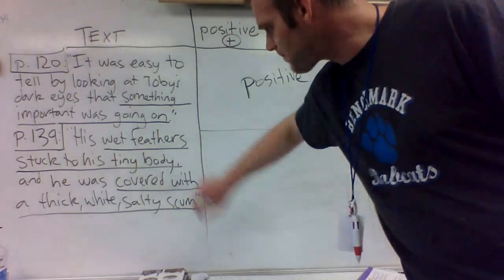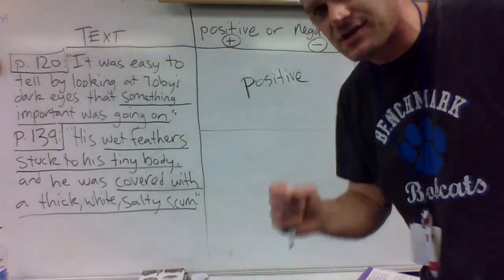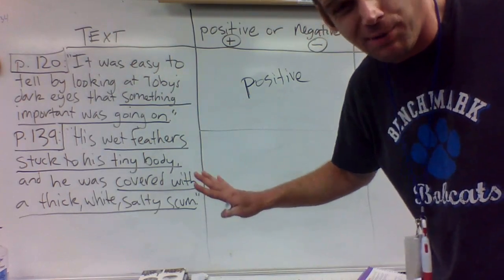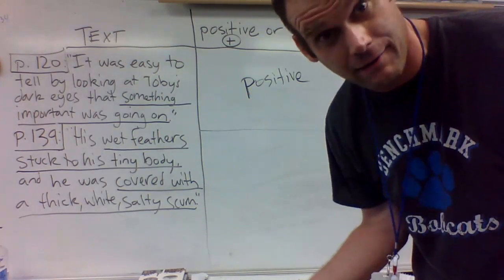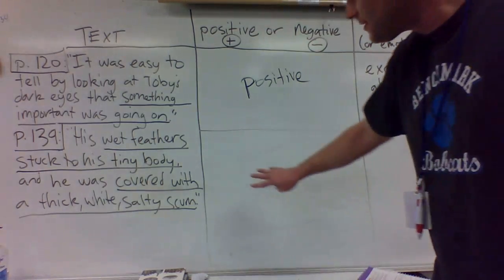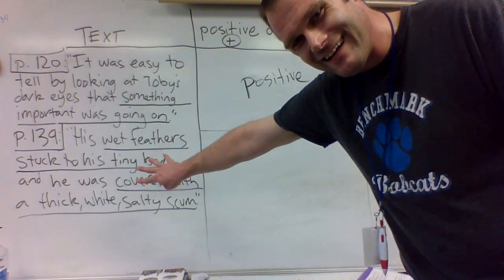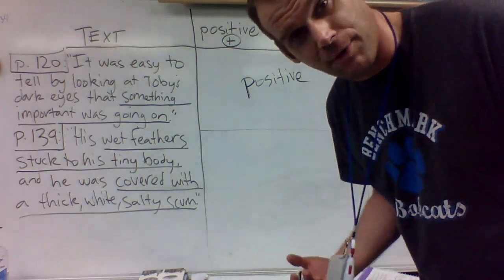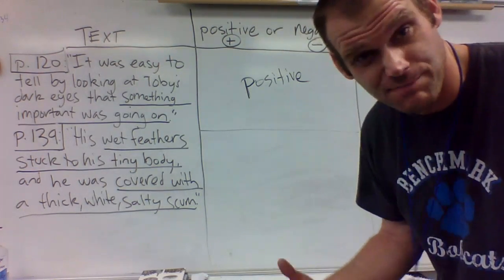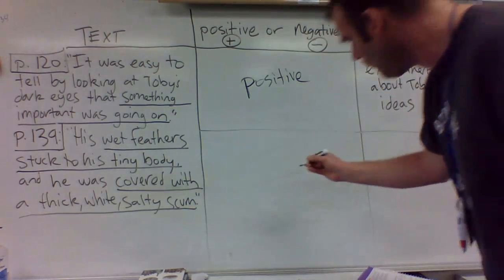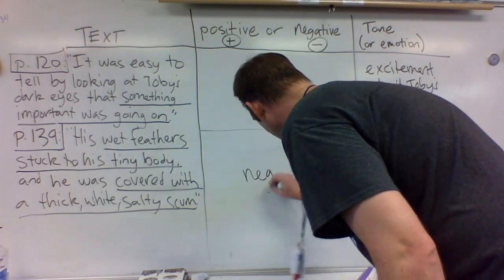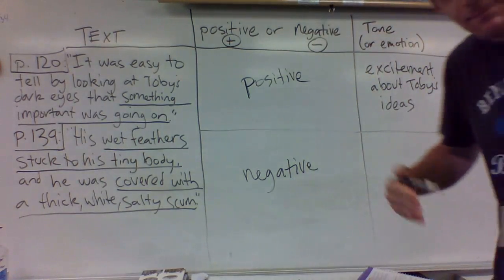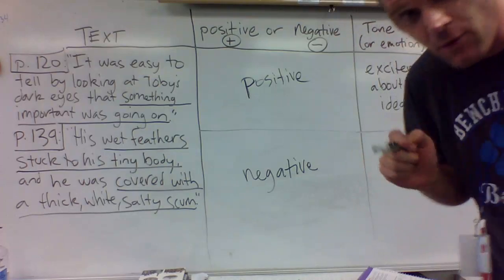But we can also take this part of the passage, his wet feathers stuck to his tiny body. They're trying to paint this image of this bird being just pretty much quite pathetic, right? And the people looking at this bird are shocked. They're shocked by just how awful this bird looks, by how pathetic and awful this bird looks, okay? So we would say that this passage has a negative association, okay? They're trying to paint a negative picture, but let's be more specific.